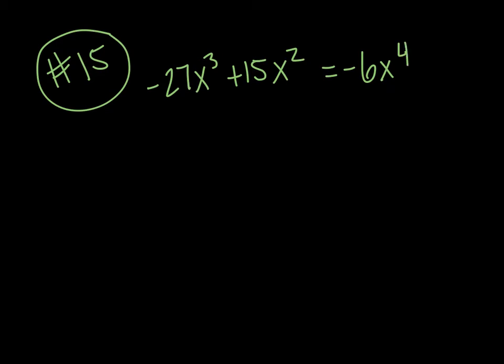So number 15 is negative 27x cubed plus 15x squared equals negative 6x to the 4th. So again, if we're trying to solve this or use the 0 property, our equation has to be equal to 0. It has to be in standard form.